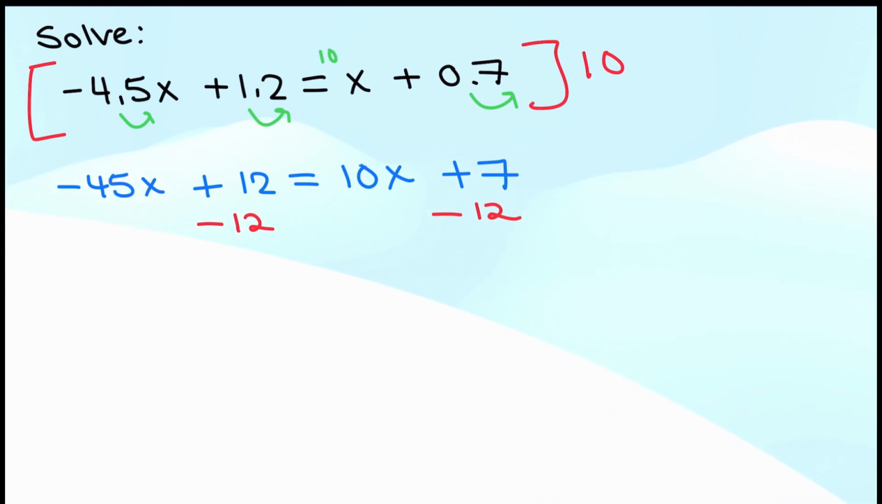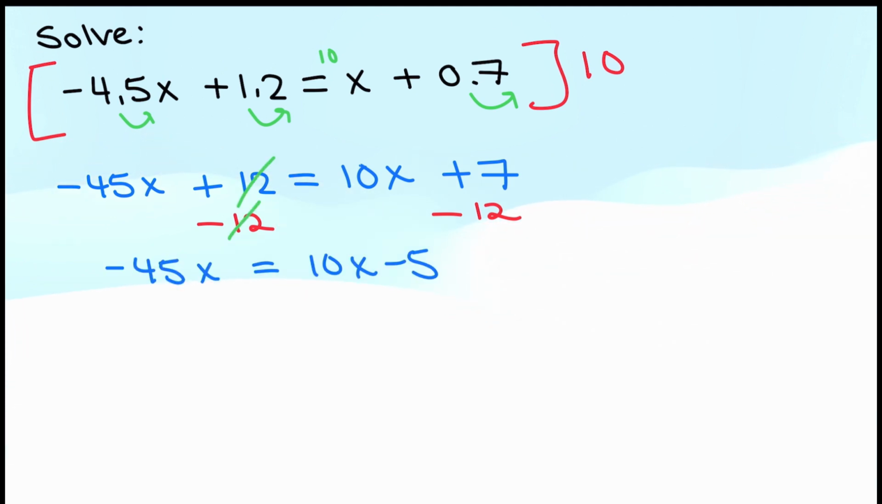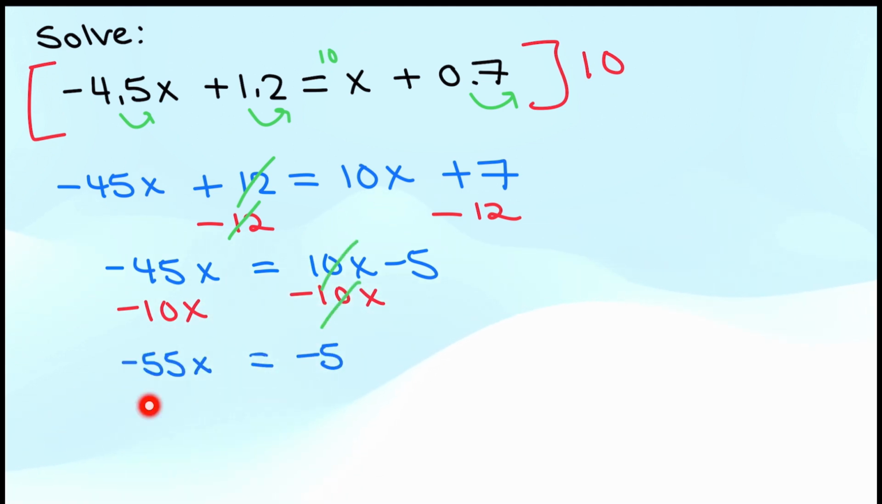If I want to put all the constants on the right side and the variables on the left, we could start by getting rid of this plus 12 on the left. To do that, we subtract 12 from both sides. Now I have negative 45x equals 10x, and then 7 minus 12 is minus 5. I want all the x's to go on the left side, so I'm going to subtract 10x from both sides. So negative 55x, that's minus 45x minus 10x, is negative 55x equals negative 5.